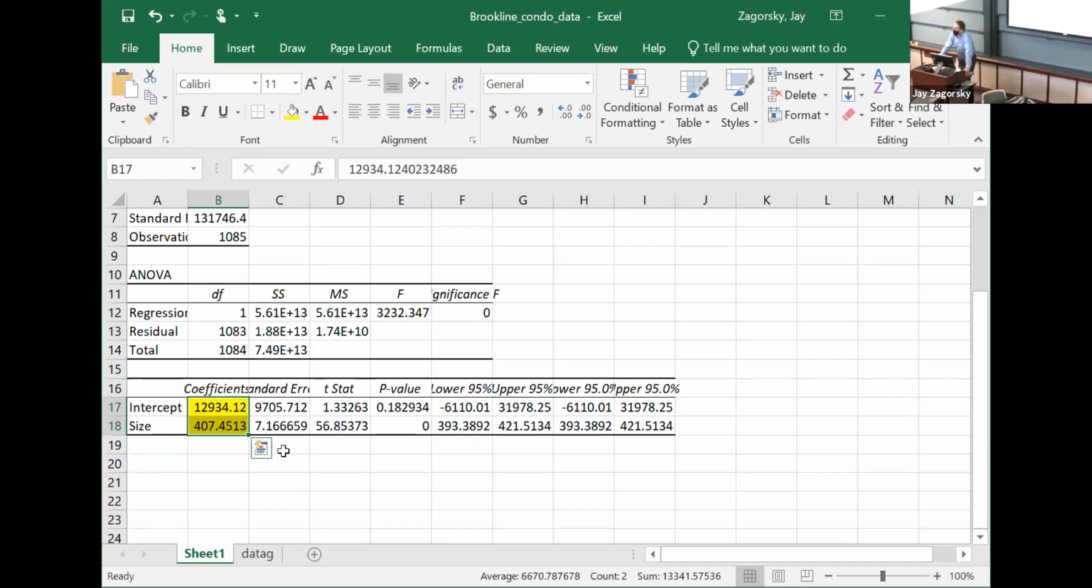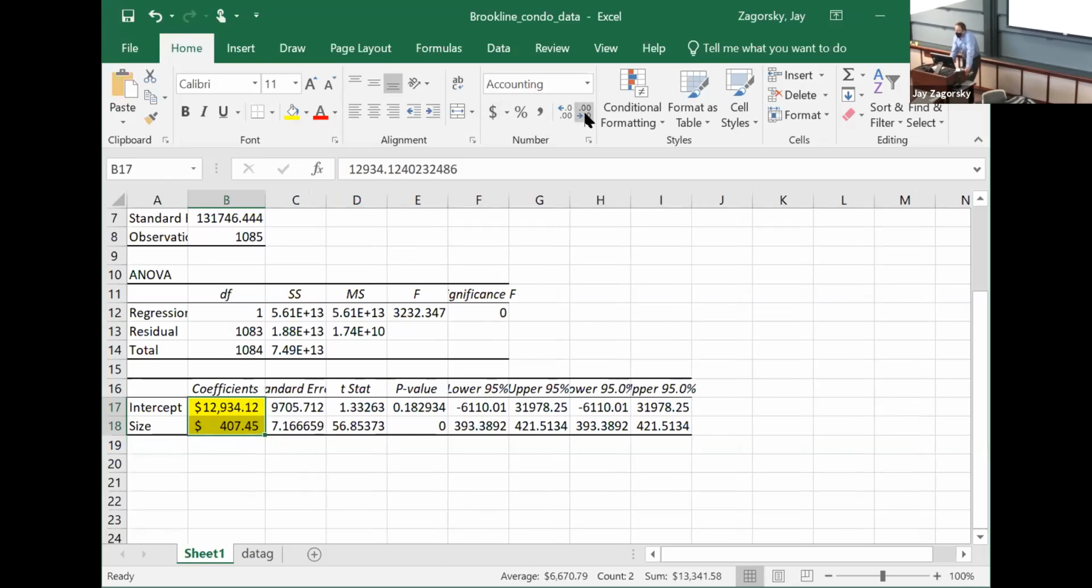The left-hand side variable, the Y variable, the dependent variable, was price. Price means it's in dollars. Whatever the format, whatever the value of the left-hand side variable is, the coefficients take the same formatting. Because it's price, I make these coefficients in yellow money. Once again, do we need 12 cents in the coefficient in B17? Do we care about $12,934.12? No. So get rid of the cents. Just not important.